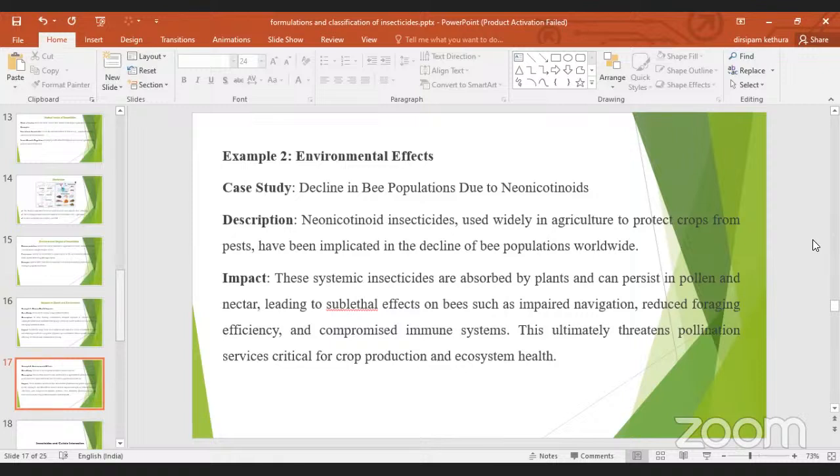Okay, and the second aspect is environmental effects. Here, decline in bee populations due to neonicotinoids. Okay, you know about bees and you know what neonicotinoids are also.